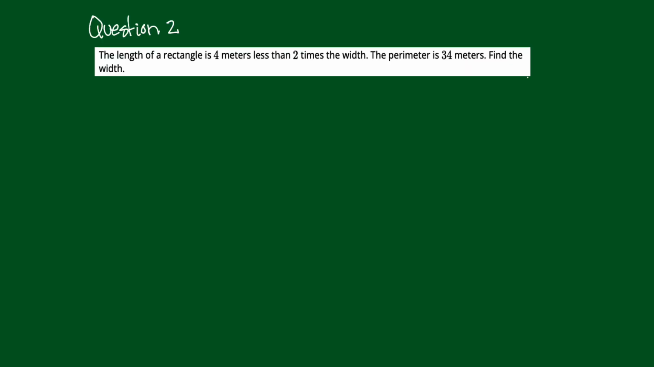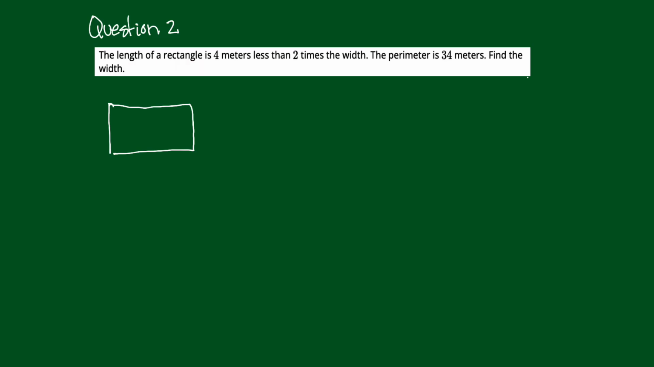Question 2. Let's read this. It says the length of a rectangle. Now, as soon as I see something in geometry and I can draw it, I'm going to do that. Here's a rectangle. Just draw any old rectangle. Then what do we have? The length of the rectangle. Now here's the length, the way I've drawn it, and here's the width. So here's what we know. The length of the rectangle is 4 meters less than 2 times the width. The perimeter is 34 meters.